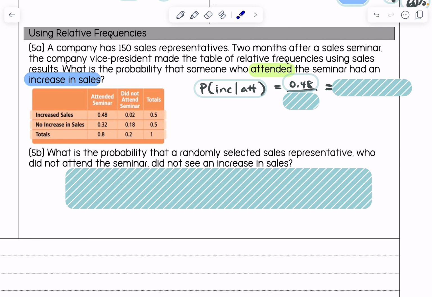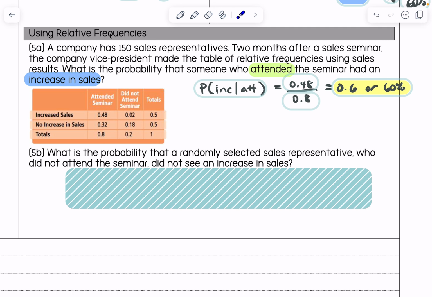For the denominator, we don't see the word given. But it says, what is the probability that someone who attended the seminar, so we're looking at people who actually attended the seminar, and the total for that is 0.8. If you were to make it into a decimal, it's 0.6, or 3/5, or you can have 60%.